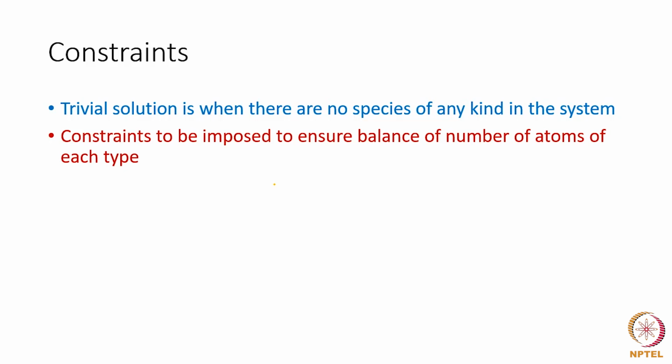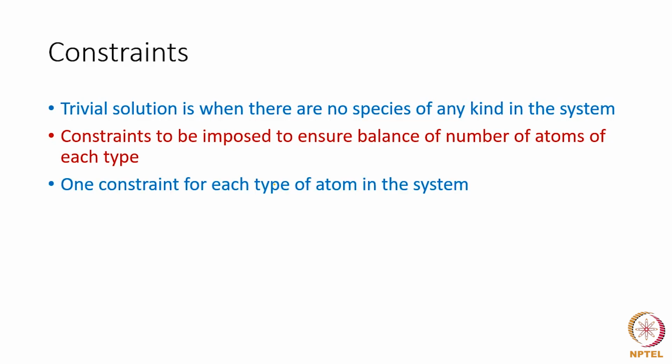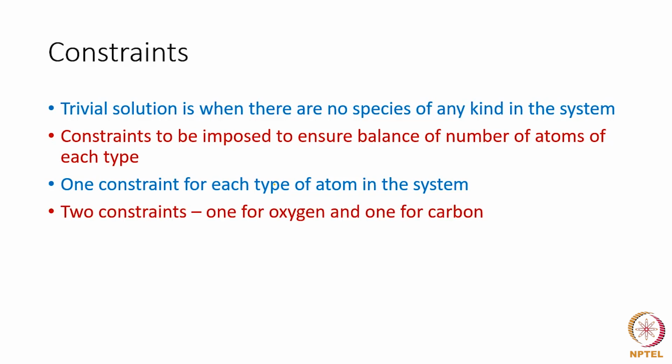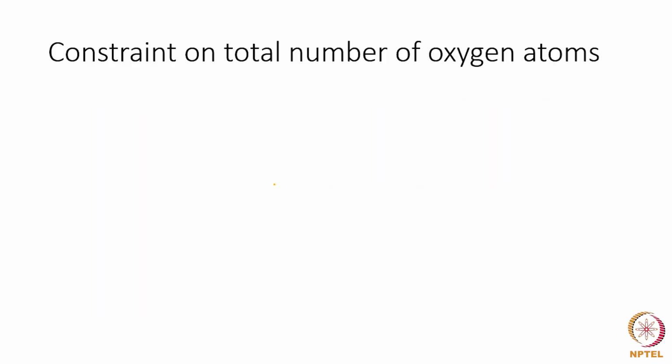So we have to impose constraints so that there is a balance of the number of atoms of each type. The reason is that the species will change. Carbon dioxide will become carbon monoxide because of reduction, and carbon monoxide will become carbon dioxide because of oxidation. What actually remains the same is the number of carbon atoms and the number of oxygen atoms. So we impose the balance of the number of atoms of each type in this system, and because there are two types of atoms, we need one constraint for each type of atom in the system. So two constraints, one for oxygen and one for carbon.